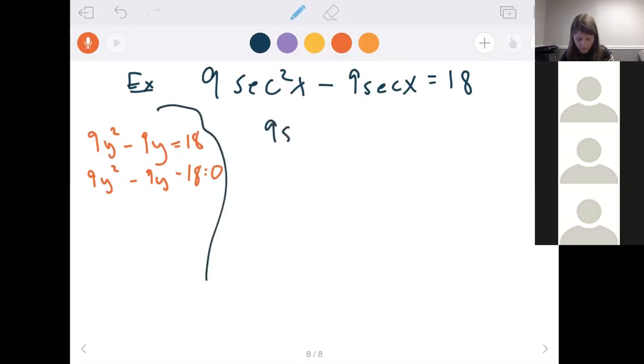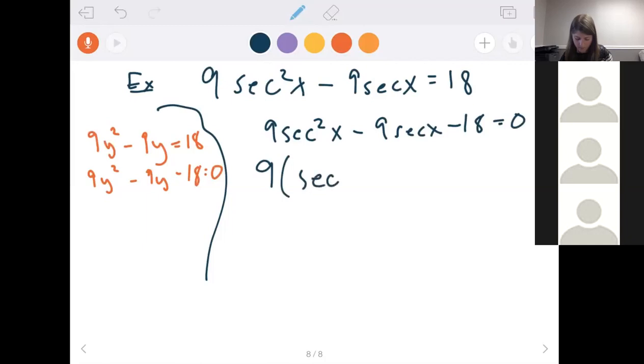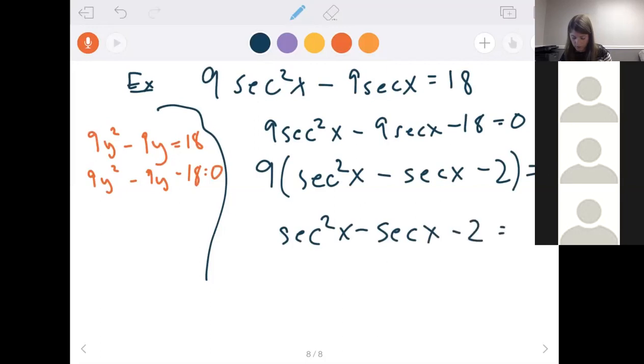So factor out the 9. Divide by 9, and you still have secant squared x minus secant x minus 2 equals 0. And I just like to do kind of a parallel thing over here. So if ever I get confused, I just think about factoring pairwise. Okay, so let's take a minute, see if it factors.